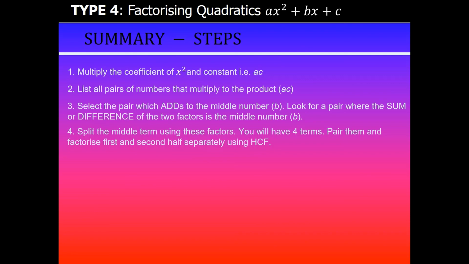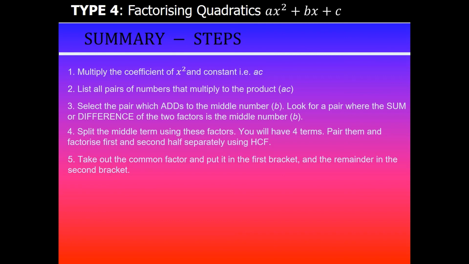In this case, you will end up with 4 terms. You pair them and then factorize by taking out the highest common factor. Once you've taken out the common factor, you can put the common one in the first bracket, and then the remainder goes in the second bracket.